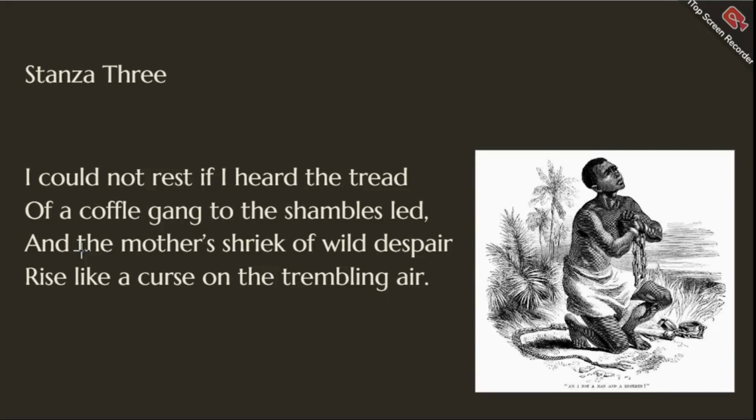So this imagery shows how slaves are treated as less than human and made to suffer. And the speaker also can't find peace where a slave mother's desperate scream fills the air like a curse. So the poet uses a strong metaphor here to compare the mother's cry to wild despair. Her scream is so sad that it seems to shake the air, that shows the deep suffering of slaves.